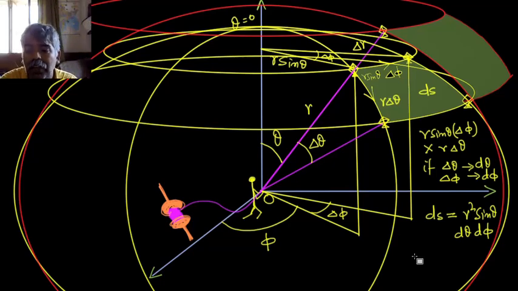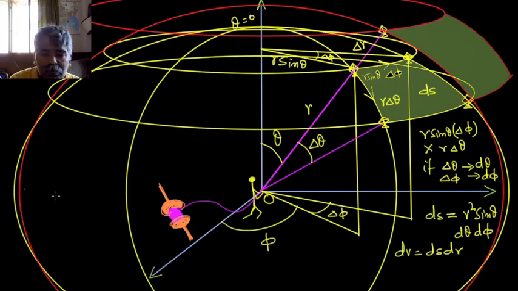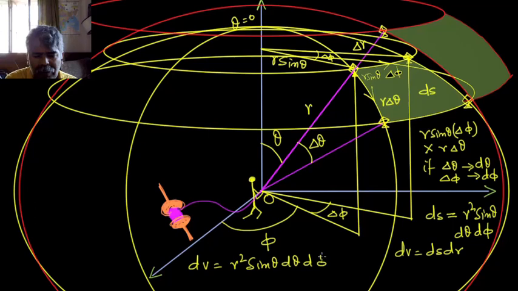So how do you get dV? dV is basically ds times dr. If you multiply with dr, you get the whole volume. So dV is r squared sine theta d theta d phi dr. So what I insist is, think of physics everywhere. Feel it. Feel the coordinate systems.